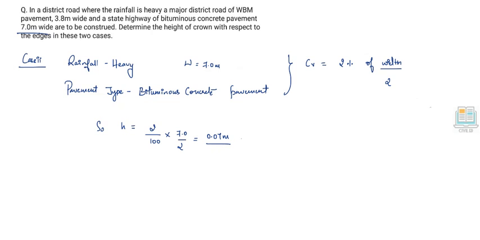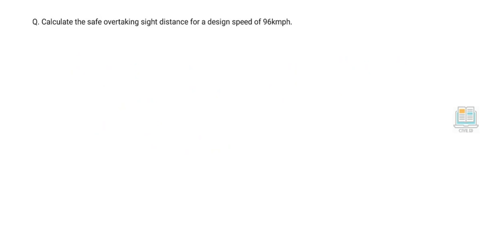Now next we shall move towards another problem. Calculate the safe overtaking sight distance for a design speed of 96 kilometers per hour. These kinds of questions can be found in the Khanna textbook of highway engineering. Alright, now let's solve this problem.